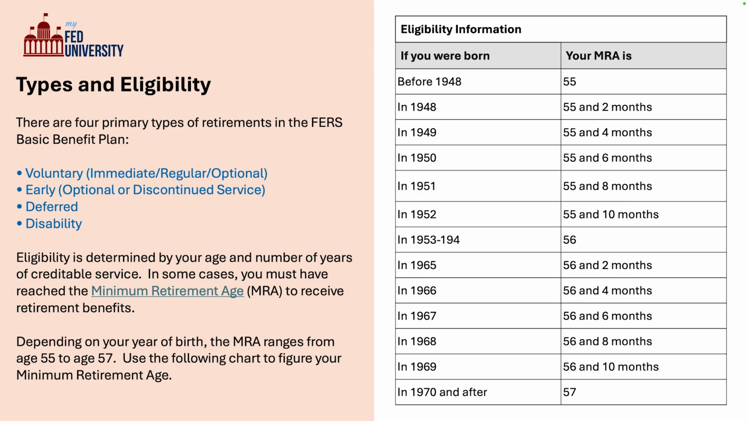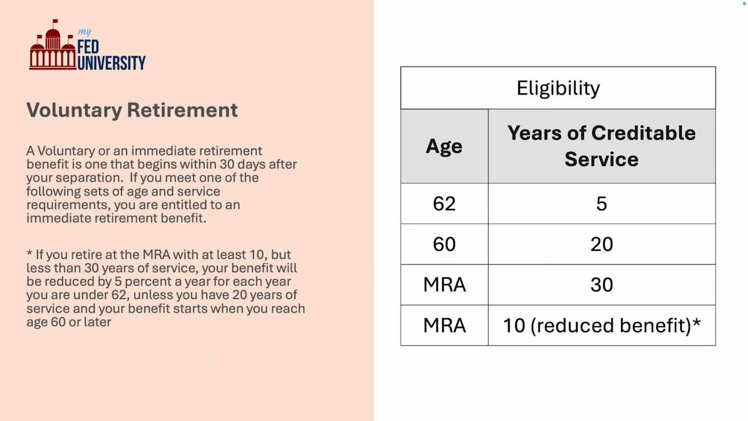So it's very important for you to know what your MRA is, as it will be needed as you look at some of the different types of retirement. So first, let's talk about what is a voluntary retirement. Well, a voluntary or an immediate retirement benefit, that is one that begins within 30 days after your separation. So you apply for retirement, you have your effective date.